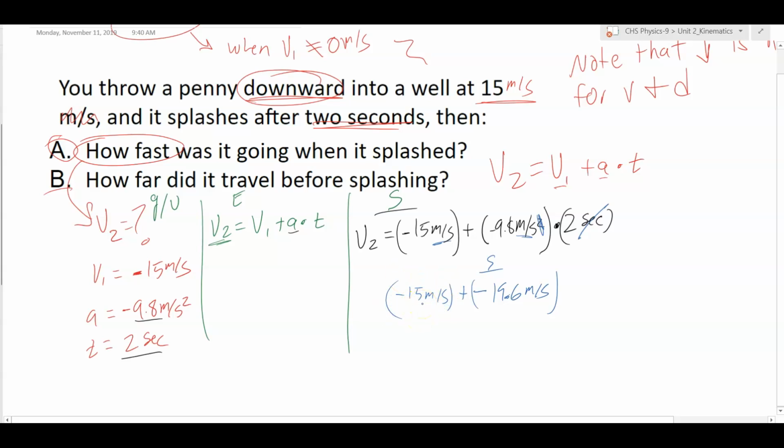Okay, so negative 15 minus 19.6. That would be my answer, negative 34.6 meters per second. So there you have it. And this makes sense because it should be going faster, right? It starts at 15, so it should be going faster after 2 seconds. That's why the number is bigger here. And it should be negative because it's going down.